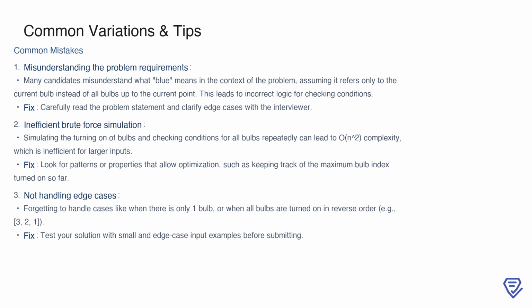Finally, don't overlook edge cases. For instance, what happens if there's only one bulb, or if bulbs are turned on in reverse order, like 3, 2, 1? Testing your solution against small and edge case examples can help catch these issues early on.